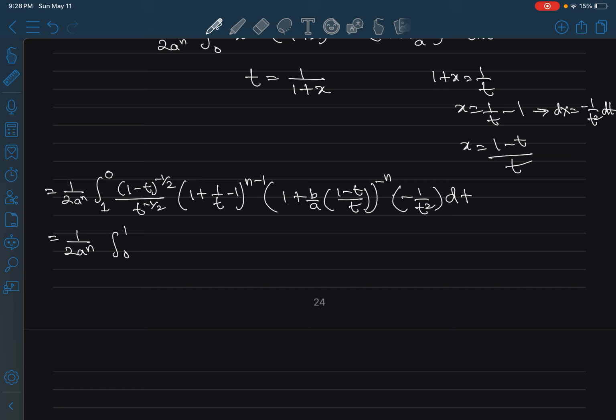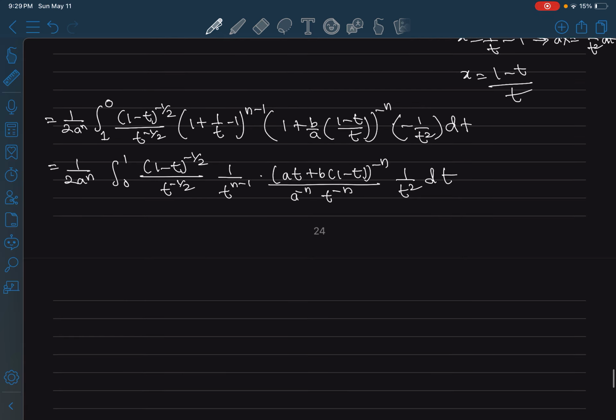It becomes 0 to 1, and then 1 minus t to the power negative half by t to the power negative half. This just becomes 1 by t to the power n minus 1, and this actually becomes a plus b(1 minus t) to the power minus n by a to the power minus n, t to the power minus n, and then 1 by t squared dt, right? The negative sign is already used to reflect the integral. Now notice that a to the power minus n actually cancels with a to the power n, so we have 1 by 2 integral from 0 to 1. Also notice that t to the power minus n and t to the power n just cancel each other out. So we have t to the power minus half, right? And t to the power minus 1 with t squared. So that's just t to the power half in the denominator, or t to the power minus half in the numerator, right? And then we have 1 minus t to the power minus half as well. And then over here, what do we have here?